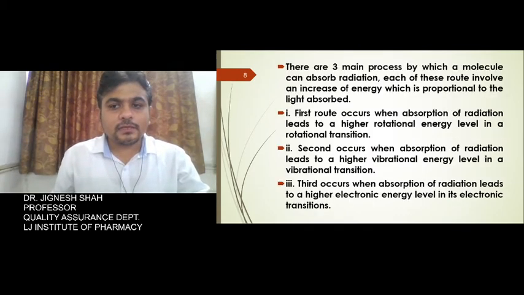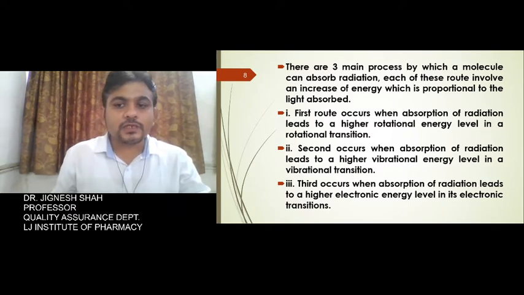Now, there are mainly three processes which take place in a molecule which can absorb the radiation. Each of these routes involves an increase of energy, which is directly proportional to the light absorbed. The first route, when absorption of a radiation occurs, leads to a higher rotational energy level in a rotational transition. So this is the first process which takes place in a molecule when the molecule absorbs the IR radiation.